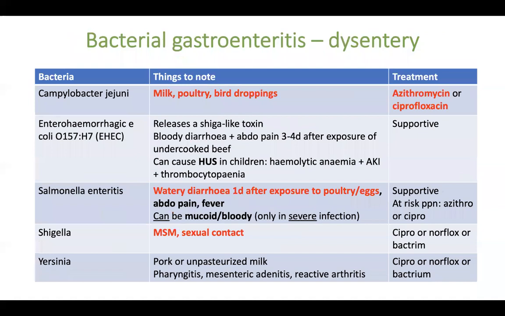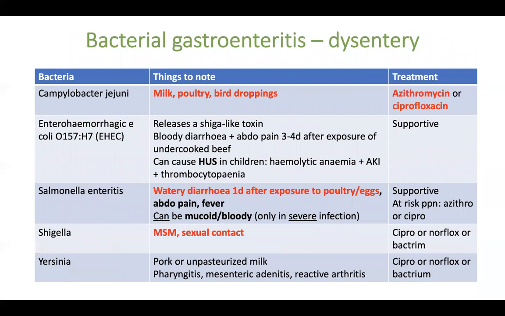So dysentery, how you remember it is CHESS. So Campylobacter, and H stands for EHEC, which is your enterohemorrhagic E. coli. E is your entamoeba, which is a parasite on the next page, and that's why I didn't put it here. And then Salmonella and Shigella. So those are your main ones that you have to remember that cause dysentery. So we'll go through them.